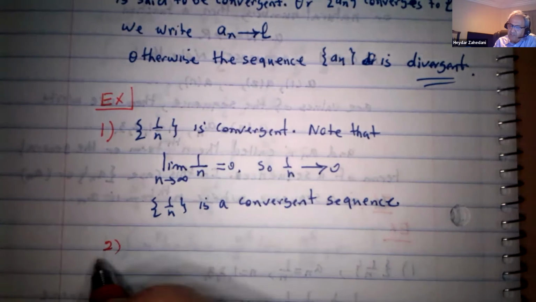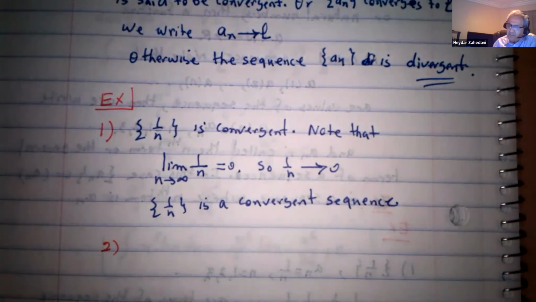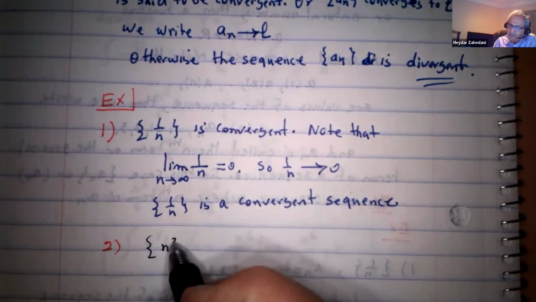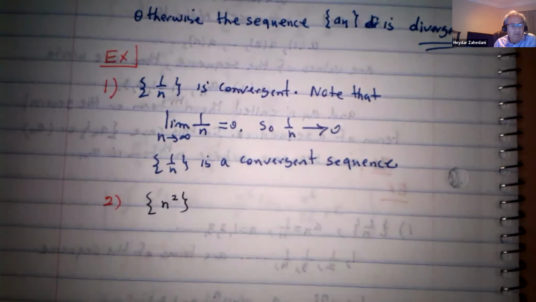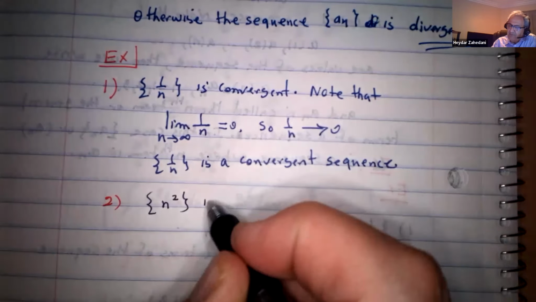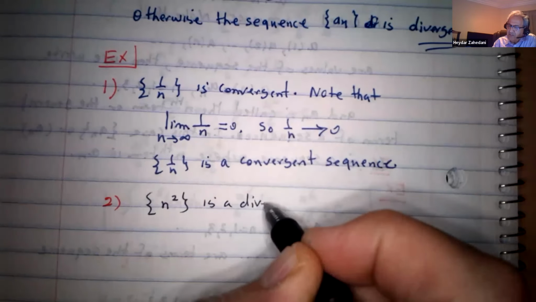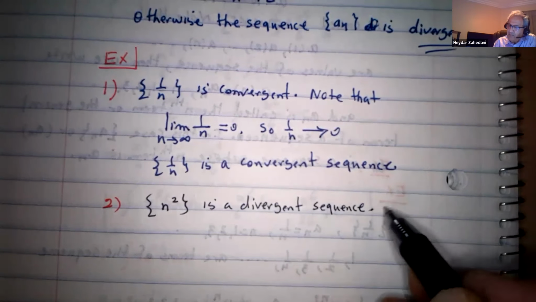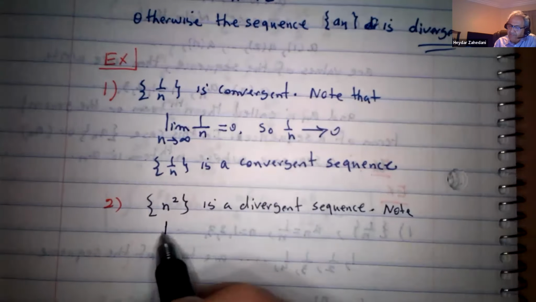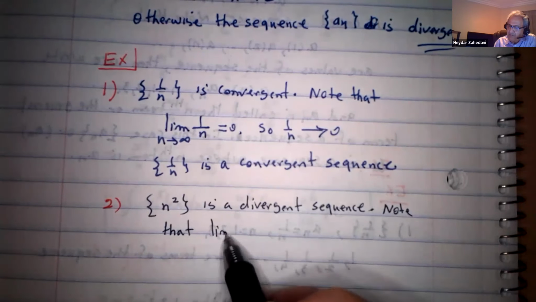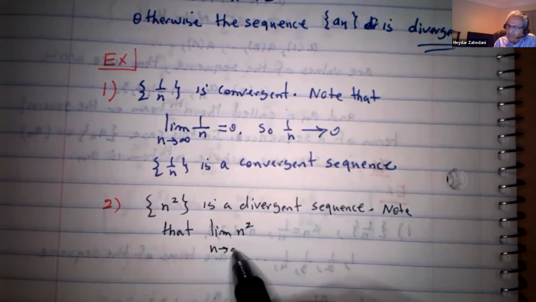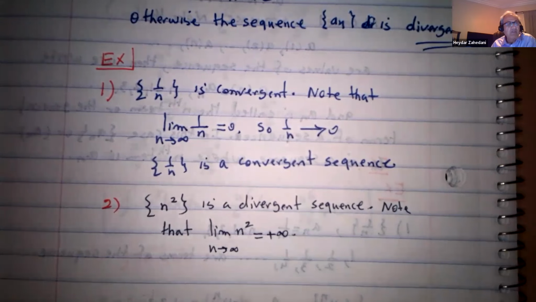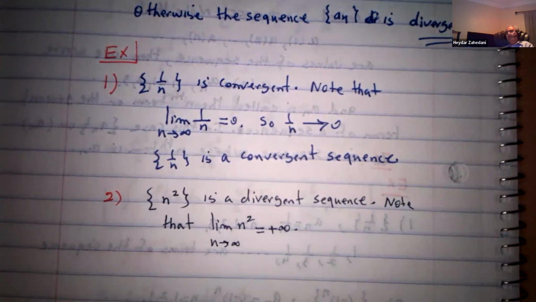Okay, but if you consider the sequence to be n squared, you know that the limit of n squared when n goes to infinity would be infinity. So this sequence is a divergent sequence. Note that the limit of n squared when n goes to infinity would be positive infinity. So it's not zero, it's not a fixed number. So in this case the sequence is divergent.